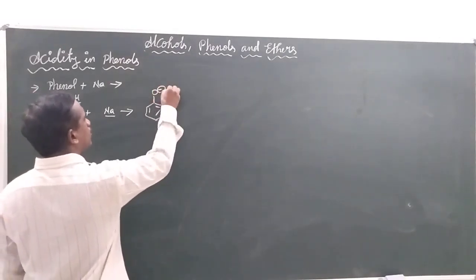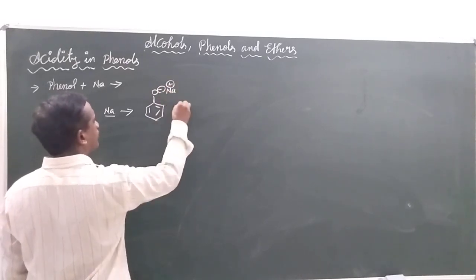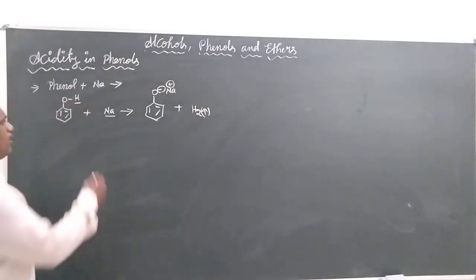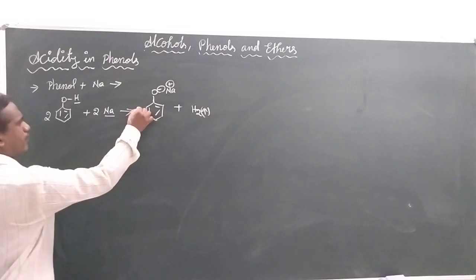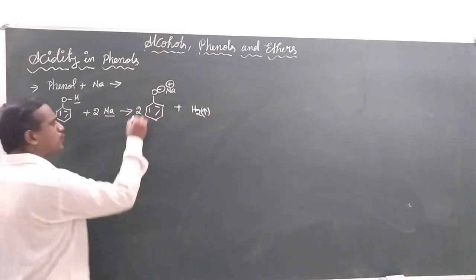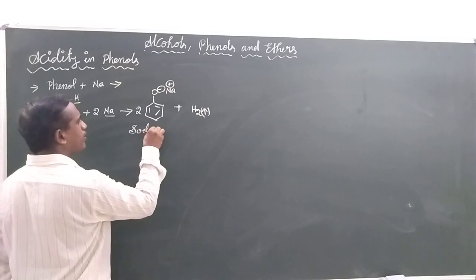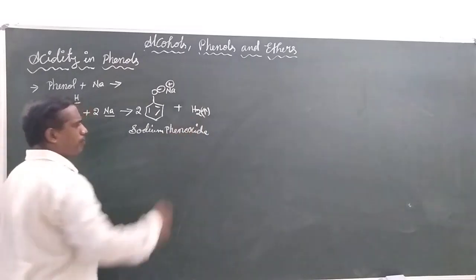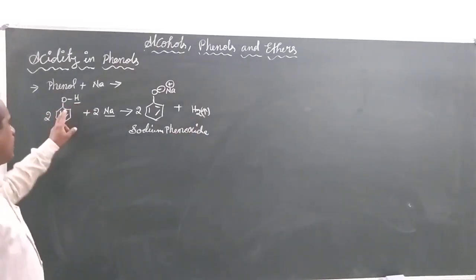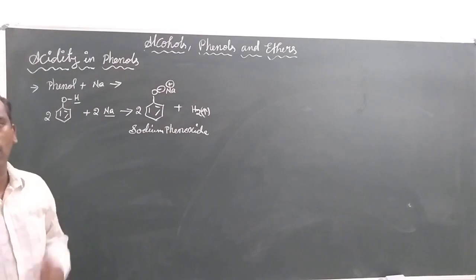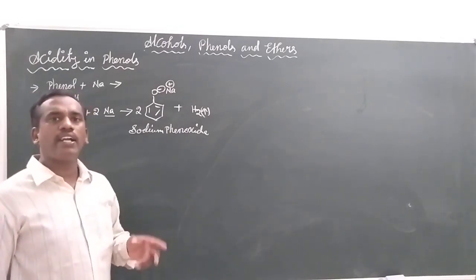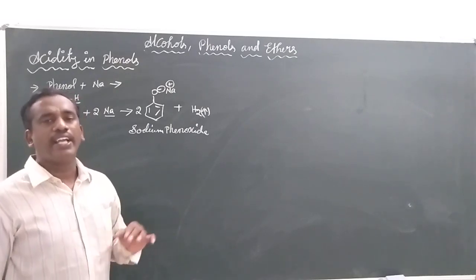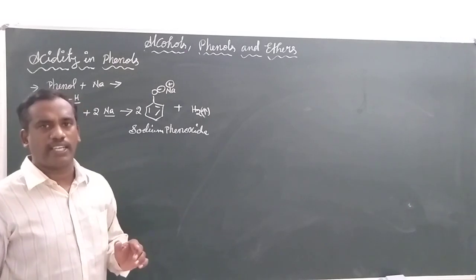sodium phenoxide, and as usual hydrogen gas is released, for which we balance the reaction. So sodium phenoxide was formed, because phenol had readily given the H plus ion. The same thing happened with ethyl alcohol: it also reacted with sodium and formed sodium ethoxide.